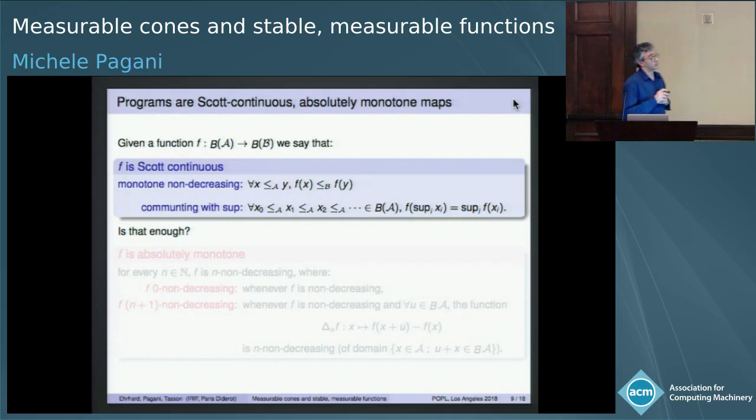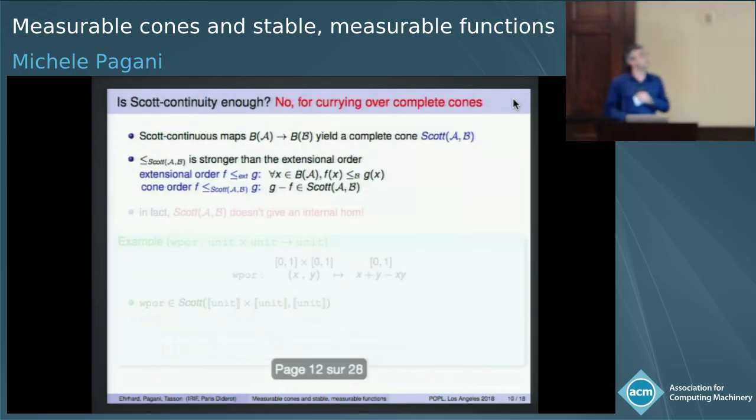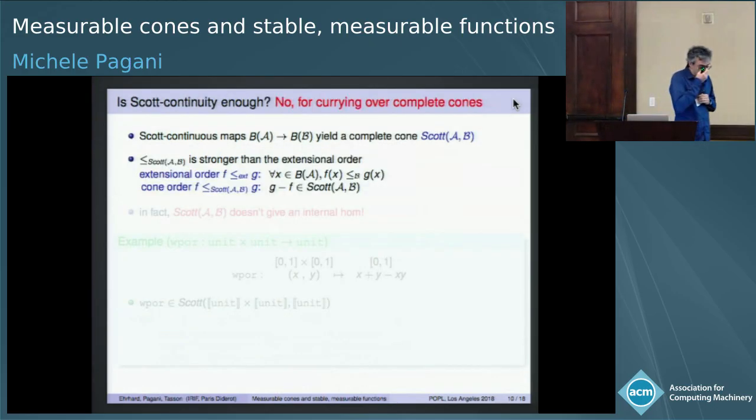The first one is the Scott continuity, meaning that it is monotone non-decreasing, so on smaller input it gives a smaller output, according to the cone order. And it commutes with the suprema of increasing chains. This condition is a natural one if you want to interpret recursion. It's a standard one in denotational semantics. But the question is whether this is enough to have a model of PCF. And this is not enough, in the sense that the category of complete cones and Scott continuous functions is not Cartesian closed, so we cannot interpret the functional types.